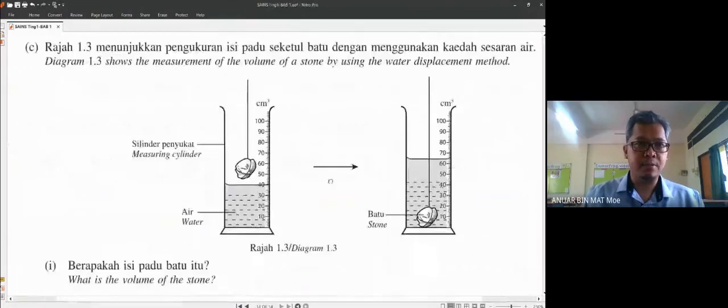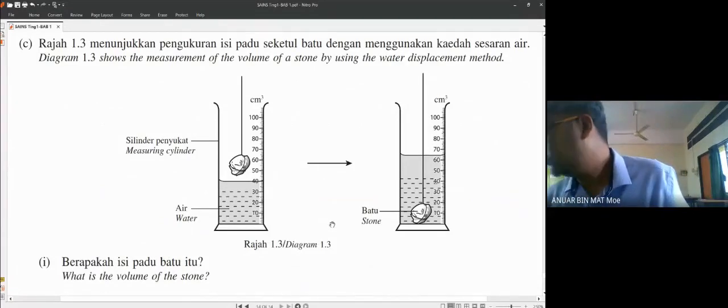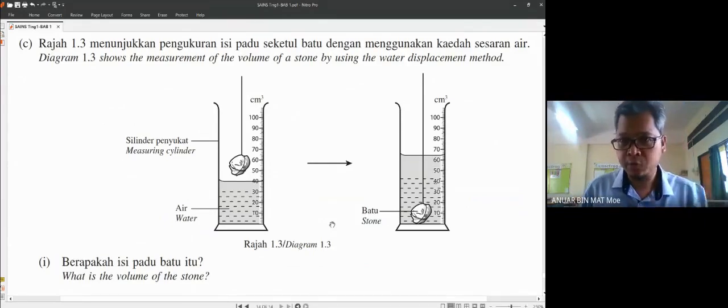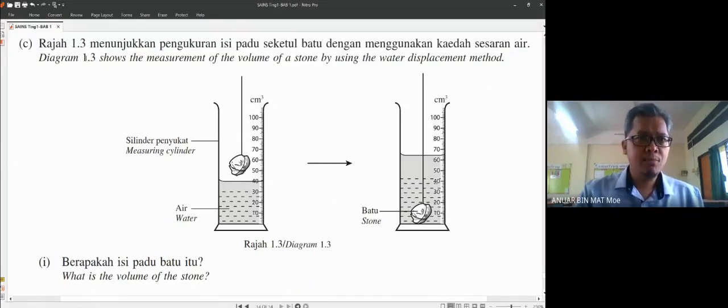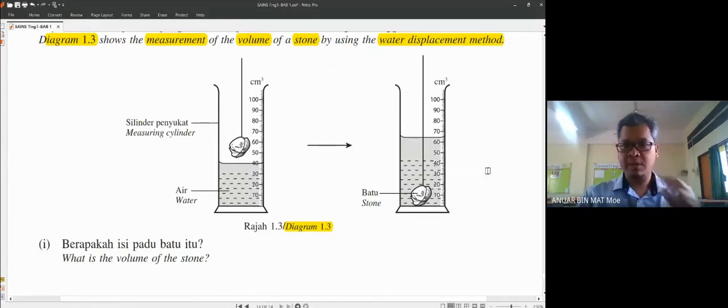Okay, next one. Question number 2C. Different question, but same topic, right? Again, I will read you the question. Diagram 1.3, make sure you identify where the diagram is. Show the measurement of the volume of the stone by using the water displacement method. Okay, water displacement method. You understand this already, right? Kamu sudah faham ini, no problem.